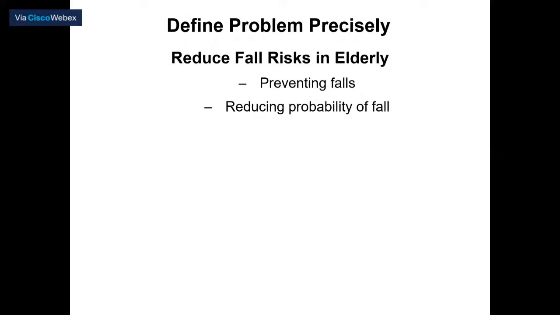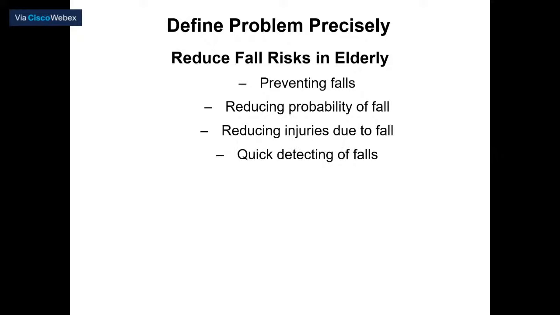Or another group may think that I'll only reduce the probability of a fall. There could be another way of defining the same problem: falls cannot be prevented, so can the injuries be reduced when the fall happens? Could be another way of looking at it. And some people would like to devise solutions only for detecting the falls, that is, that a fall has happened.